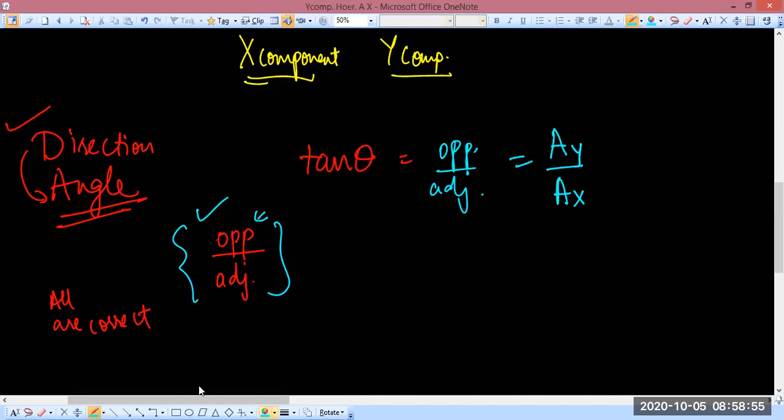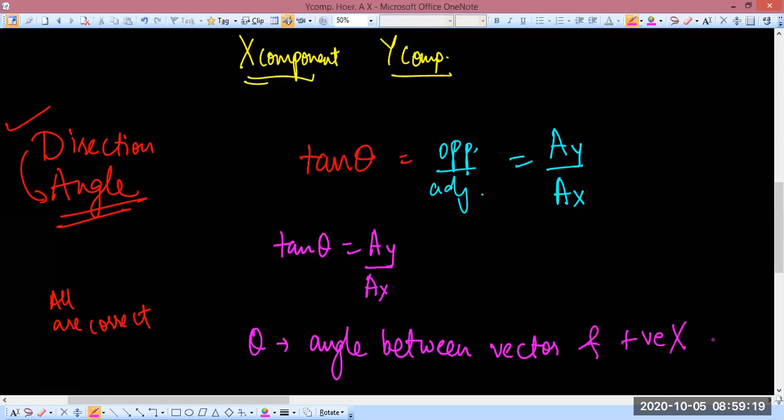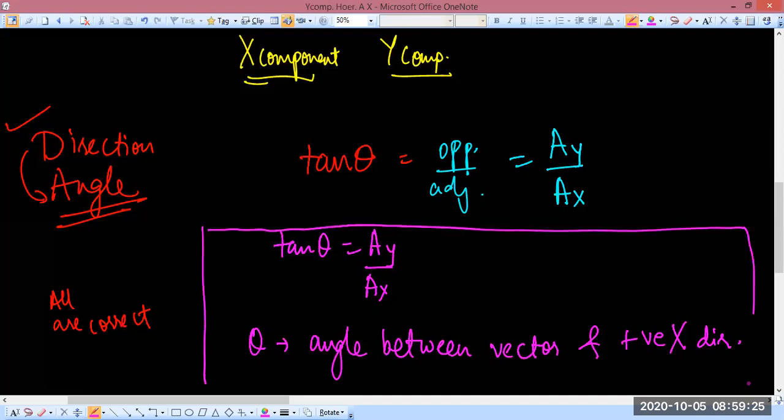If you want to find what is the angle, then you can use tan theta equal to AY upon AX, right? What is theta here? Theta is the angle between the vector and the positive x direction. Okay, so this is once again an important relation. Okay, tan theta is AY upon AX, where theta is the angle between the vector and the positive x direction.